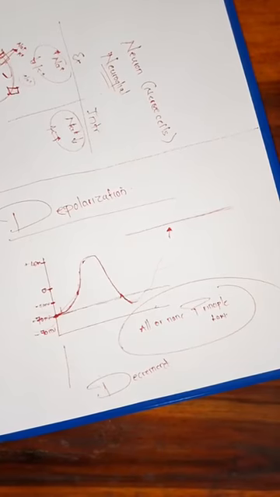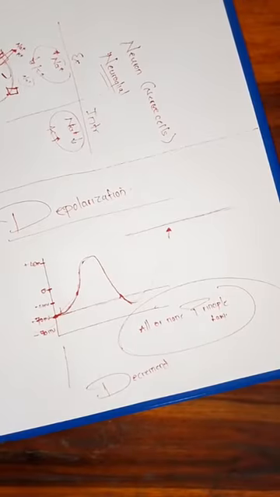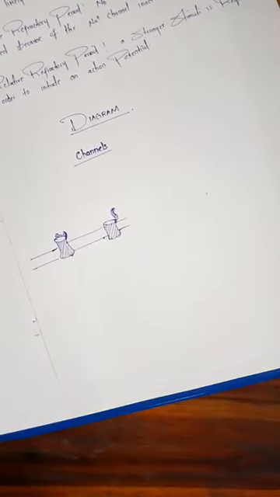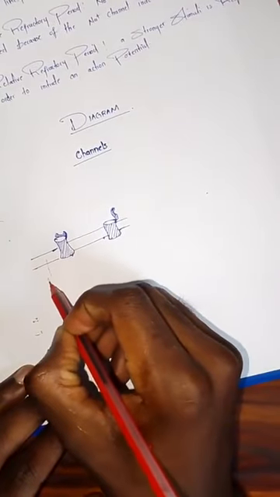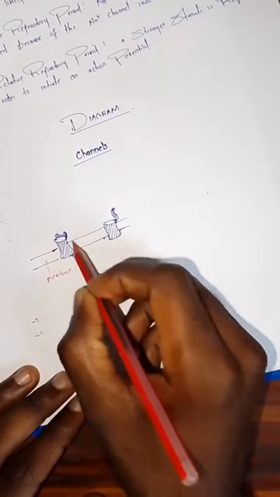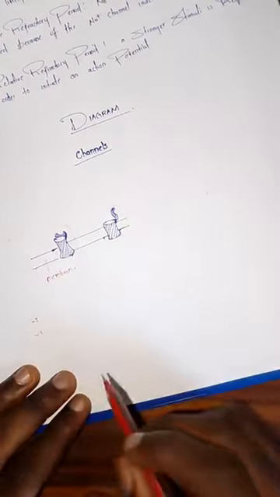So these channels are known as the ligand-gated channels. This is how we can draw them. Assume that this is the membrane of a cell, and this membrane has these channels that are known as ligand-gated channels.